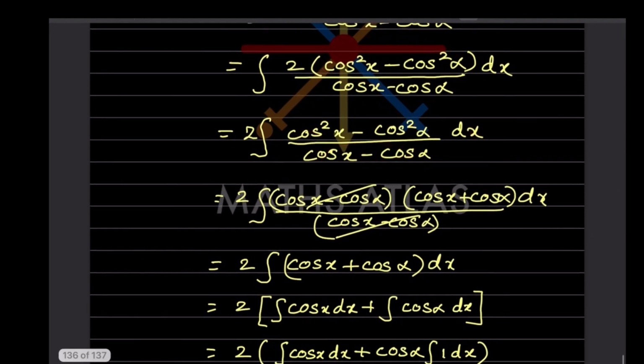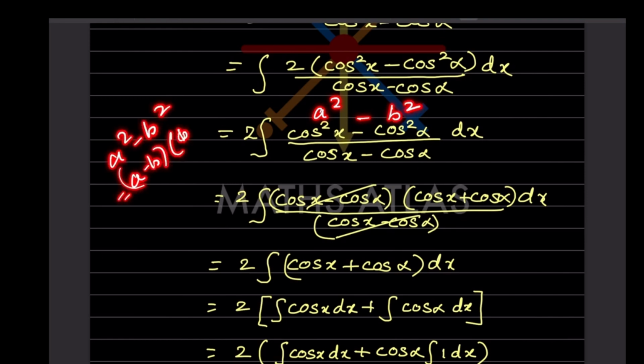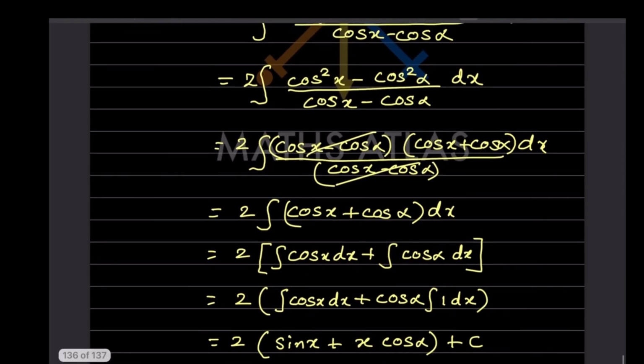Now we can also write this as a square minus b square. Whenever there is a square minus b square, it will be (a minus b)(a plus b). So what will we write over here? That will be cos x minus cos alpha, and in the other place cos x plus cos alpha, and the denominator is the same. Now again the 2 will be the same, but we can cancel this one. What remains is cos x plus cos alpha. This 2 will again be outside.